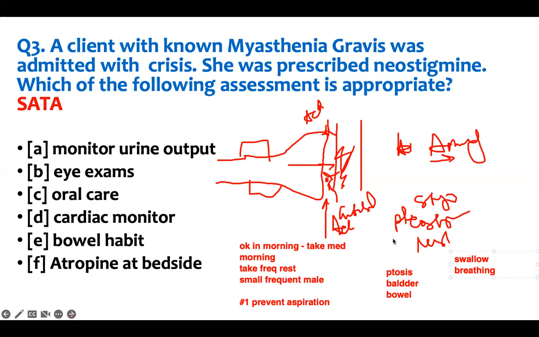Okay, the treatment, like I said, we give them stigmine to increase acetylcholine. Unfortunately, you can overshoot.